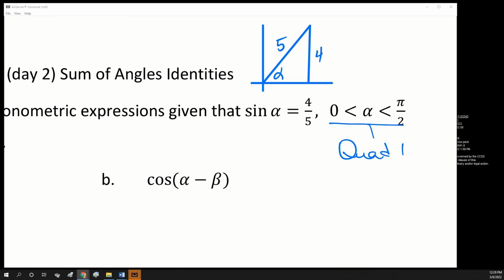Very good. What about the adjacent? It's the square root of 5 squared minus 4 squared. But don't we already know that? 3, 4, 5. Okay. All right.